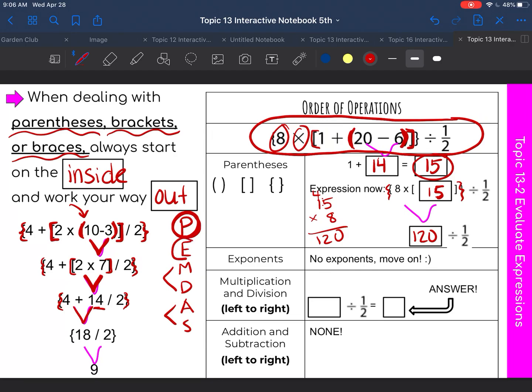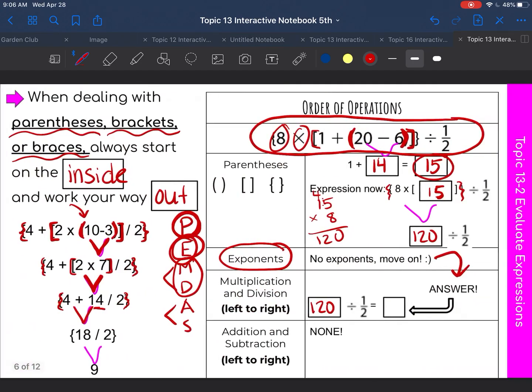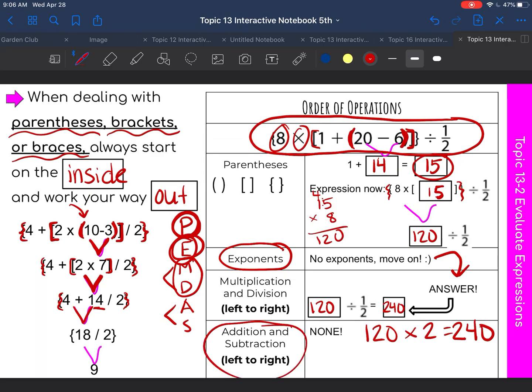Now we go next to our exponents. But if we have no exponents, we just move on. So now we're going to go to our multiplication and division. What do we see here? We see division. So we do 120 divided by half. And again, that's why I went over keep, change, flip. We keep the 120, we change the division to multiplication, and we flip the half to 2. So our final answer is 240. And our last step, addition and subtraction, there's nothing else to do. We got our answer. Our answer is 240.